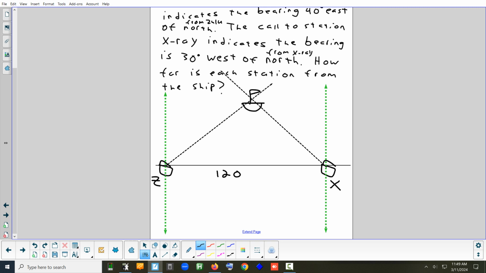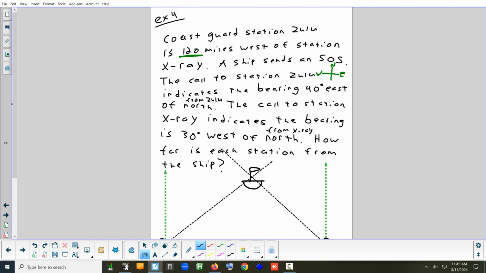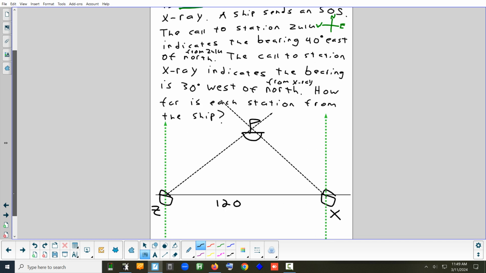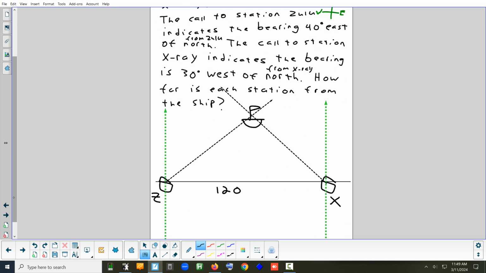Now we need some angles. The first one is 40 degrees east of north, and that's for station Zulu. Where is that 40 degrees going to go? It's 40 degrees east of north. Is it in between the green dot and the black dot? Yep. So here's north, and that's 40 degrees to the east.